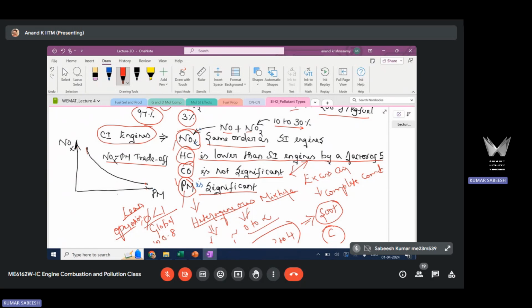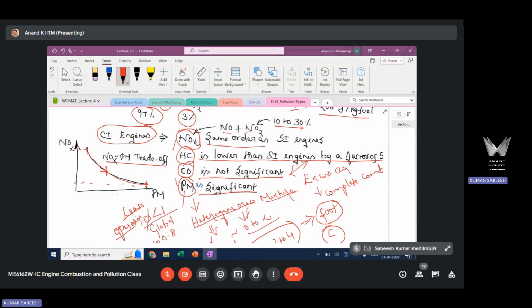So the trade-off is, you can look at this plot, which shows NOx on the y-axis and particulate emissions on the x-axis. So you have a trend something like this. Now, suppose you have a high NOx level in the engine cylinder and you want to reduce the NOx. Okay, so you adopt some strategy. So you are following this direction. So finally, you are reaching here.